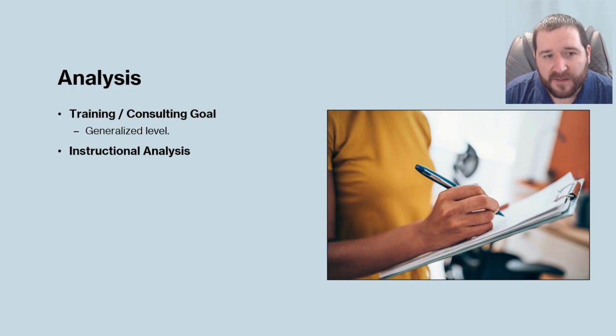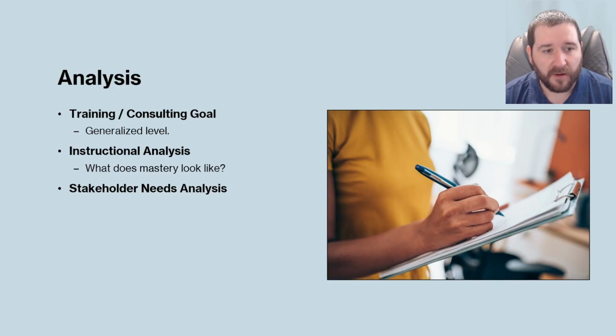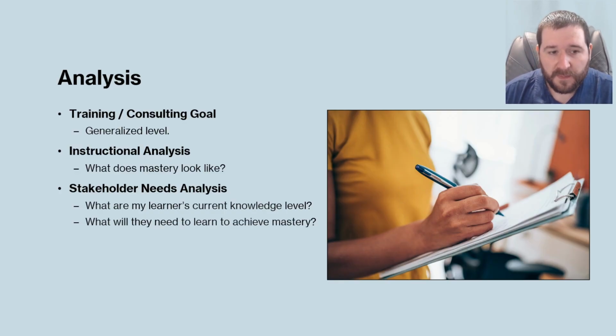In the instructional analysis portion, we're looking at, well, what does mastery look like in that area? If our goal is to improve at this type of math problem, what does that look like on paper? What are we going to see changes with in our learners once they achieve that mastery? We're going to consider our stakeholders, both the learners and our employers in the case of training and consulting. Right? What is my learners' current knowledge level? We have to know where our learner's starting at, so we know what they need to know. Specifically, we need to know what will they need to learn to achieve mastery.